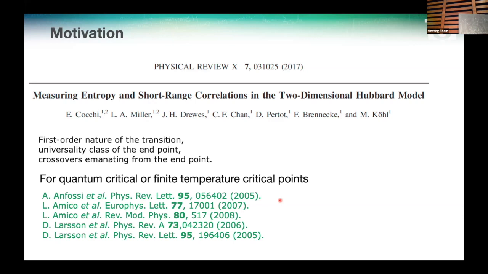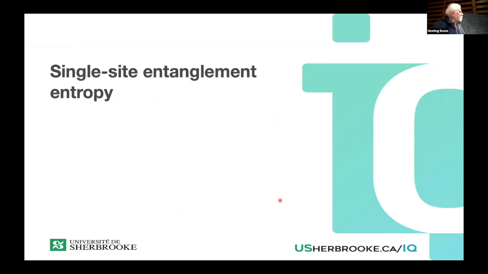The techniques that I'm going to show now have been used in the context of quantum critical or finite temperature critical points by a number of people, but never in the context that I'm going to describe. So first, let me talk about single site entanglement entropy. What is that?